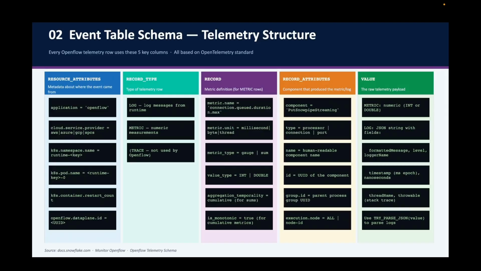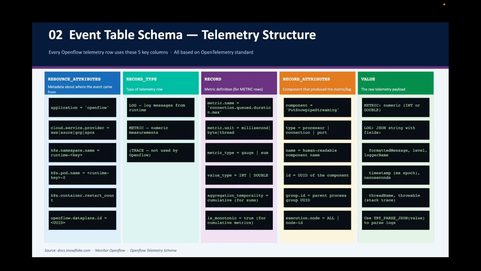Let us cover event table schema telemetry structure. Every Openflow telemetry row uses these 5 key columns. They are all based on the OpenTelemetry standard. One is resource attributes. Second one, record type. Third one, the record itself. Fourth one, record attributes. And fifth one, the value.